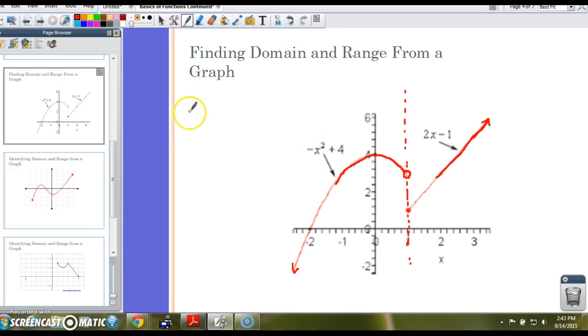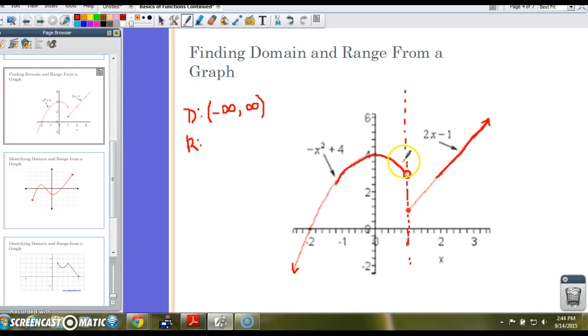Okay, so let's go ahead and look at the domain and range of this function. Our domain, I need to find my smallest x and my largest x. My smallest x, because of that arrow on the end, tells me I'm going from negative infinity. And then this arrow on the other end says I'm going up to positive infinity.